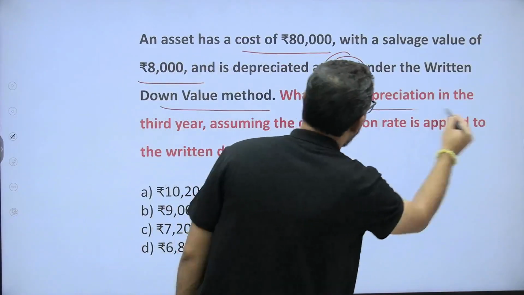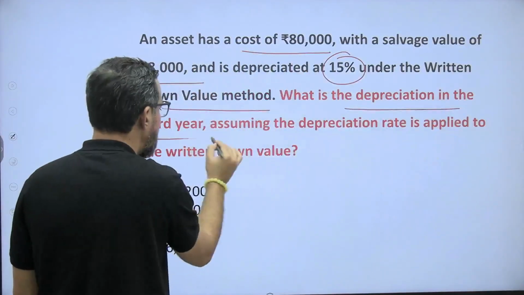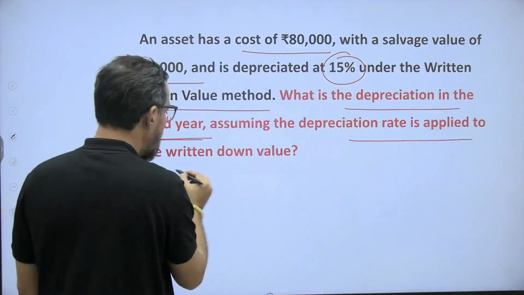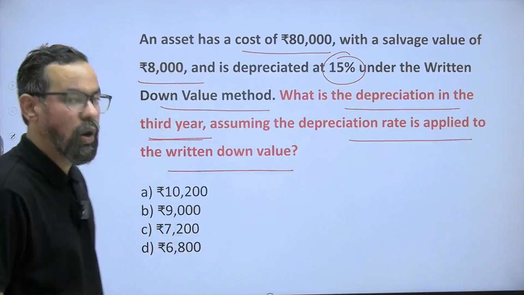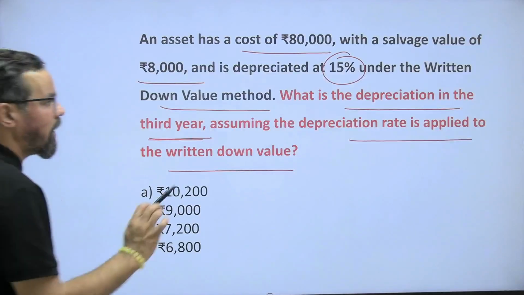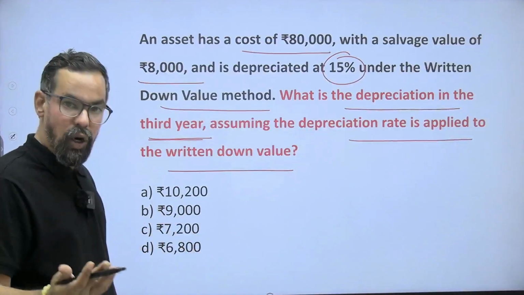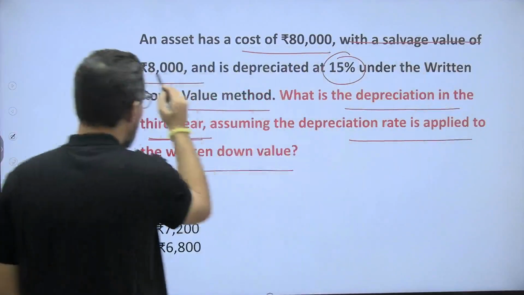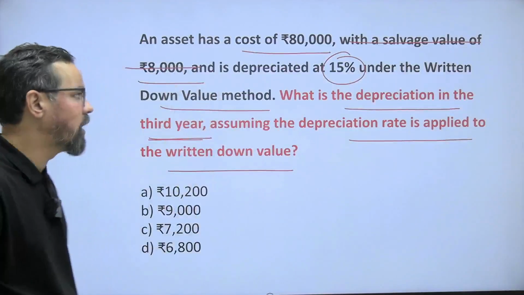What is the depreciation in the third year? Assuming the depreciation rate is applicable to written down value method. So how will you calculate? See, this is a written down value method, so you do not have to consider the salvage value. So this will not get considered.